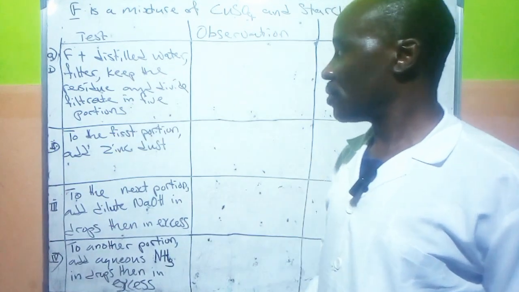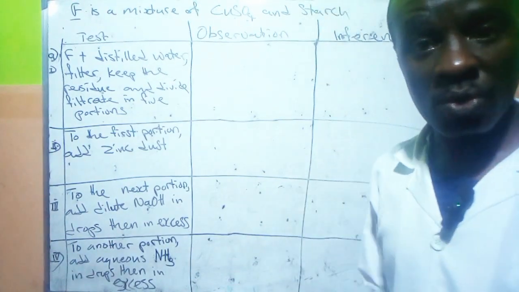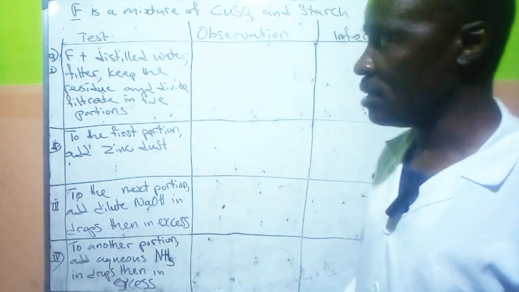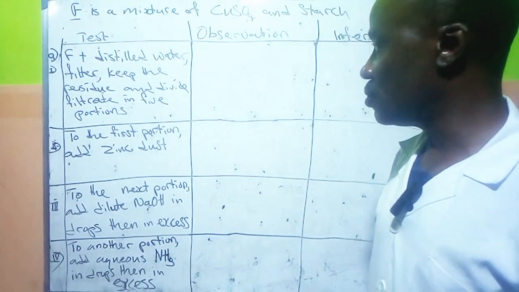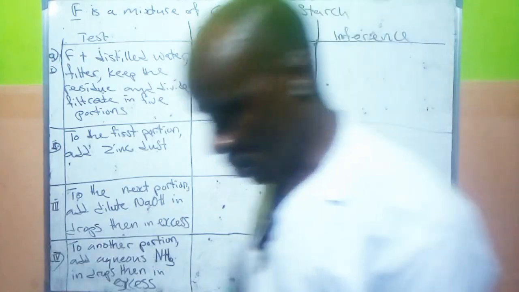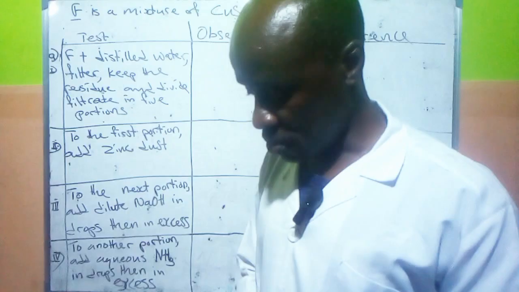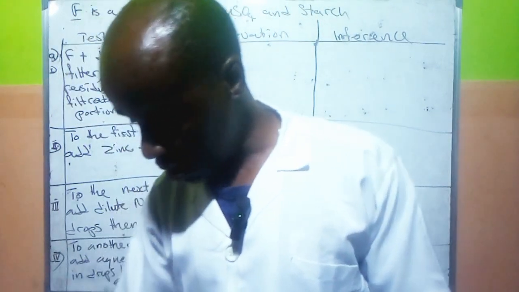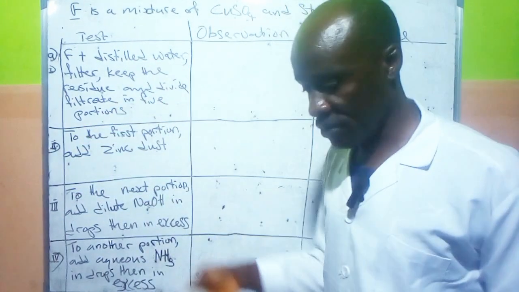So here, the first test, this is a mixture. Since it's a mixture, the first thing you are going to do is to separate them, because it's easier to work with them when they are separated. The first one said that F plus distilled water, filter, keep the residue, and divide the filtrate into 5 portions. Actually, I have already done the filtration, and the residue is in this filter paper that I have with me.